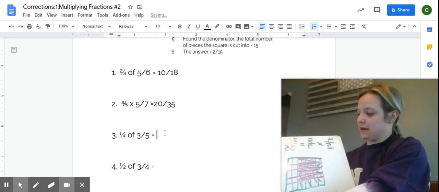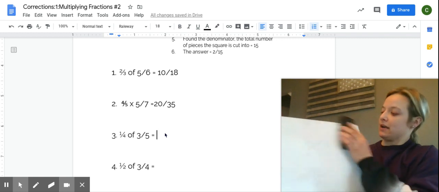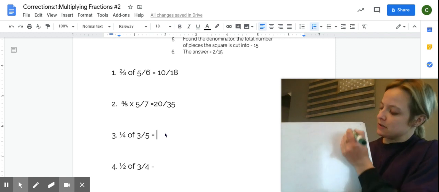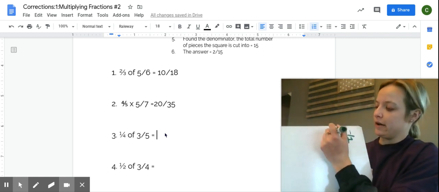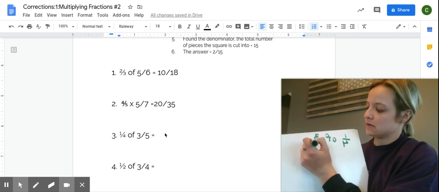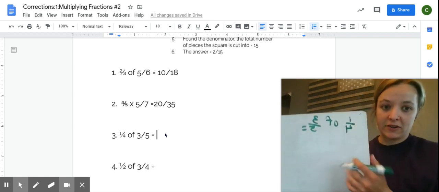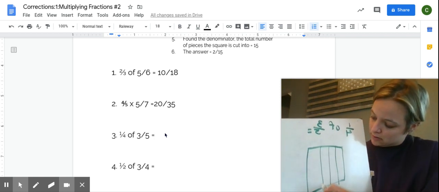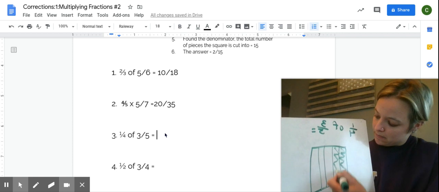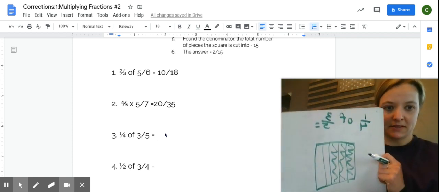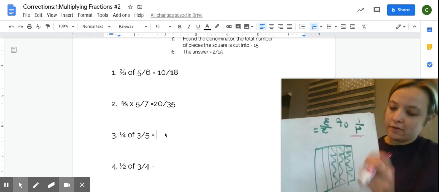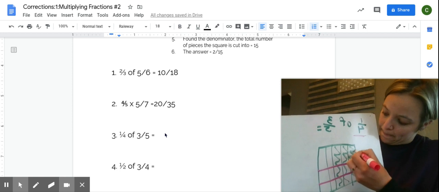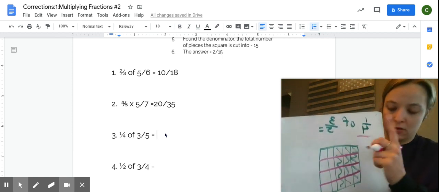All right, number 3. Again, you guys are thinking about what kind of patterns do you notice with my numerators and denominators, and how is it that that happens? So I have 1/4 of 3/5. All right, first I got to make my 3/5. So I have my square, cut it into fifths, shade in 3 of them. My 3/5. Now I want to know what is 1/4 of that 3/5. So I cut this into fourths and shade in 1 of them.